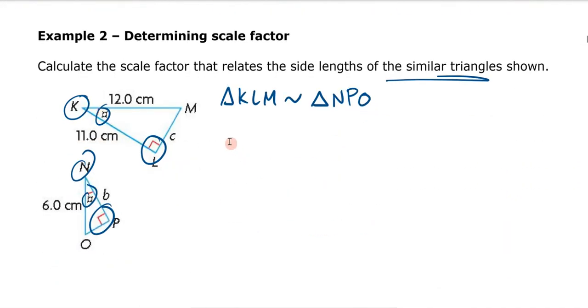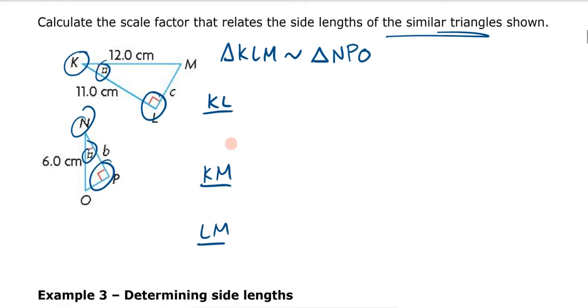So when I create my fractions, I put KL, and I also have KM and LM. Okay. And so corresponding with KL is going to be NP, so KL over NP. Corresponding with KM will be NO, and corresponding with LM is PO. Okay, so KL over NP. KL is 11 centimeters. NP is equal to b. It's a variable, so we don't know.